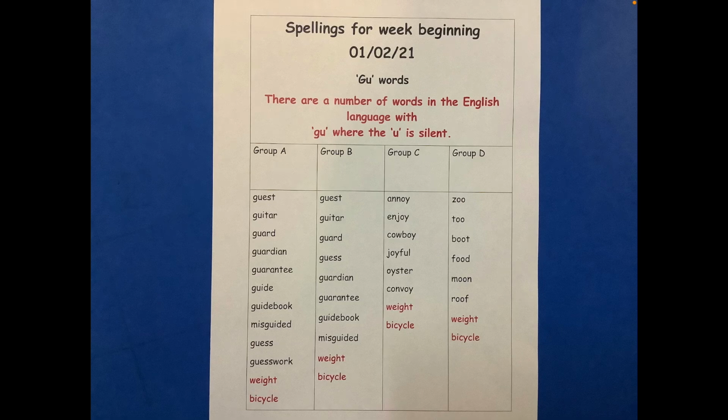Hi Year 4! So as promised, we're going to start today's lesson with another spelling starter. And today we're looking at G sound, where the U is silent. For example, in the word guest, G-est, you can't hear the U.